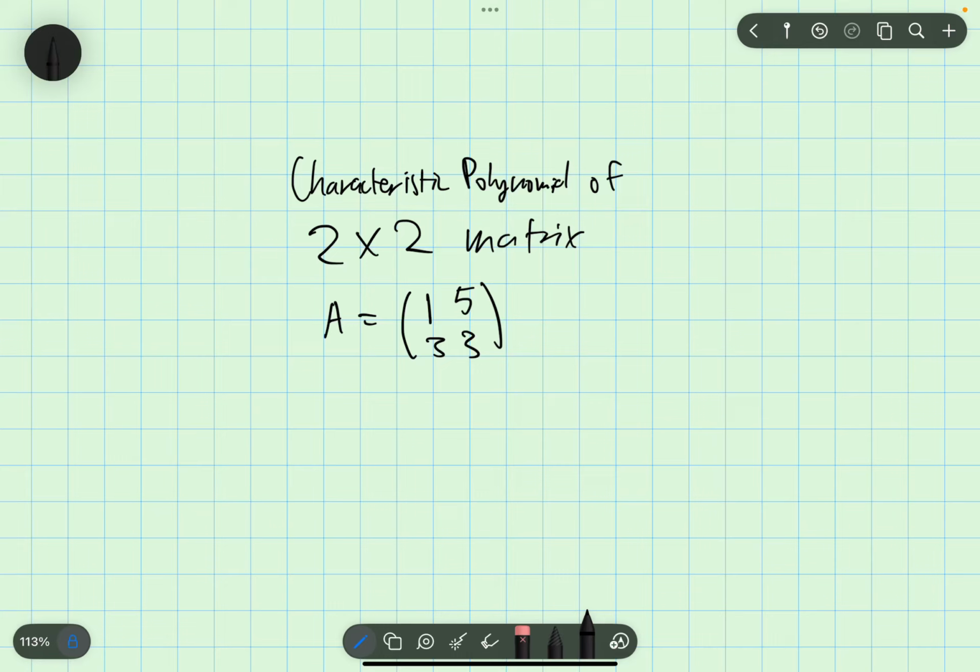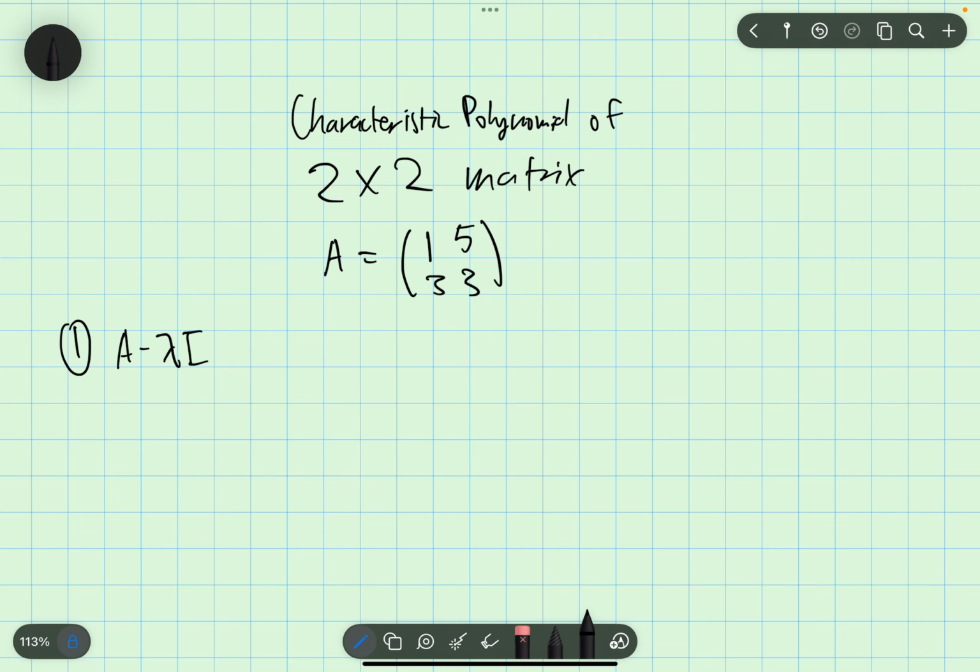Let's say you have a matrix A where A is 1, 5, 3, 3, right? How would you find the characteristic polynomial of this 2 by 2 matrix? Well, one way would be to find the determinant of A minus lambda I, right?